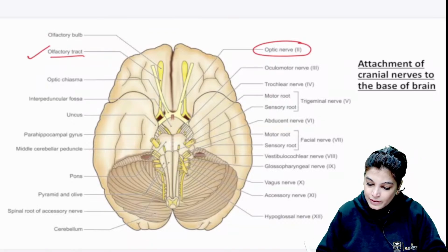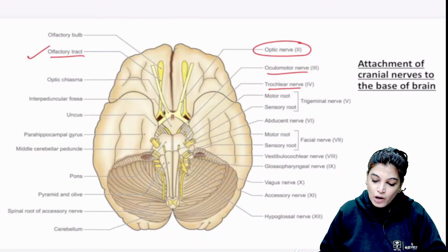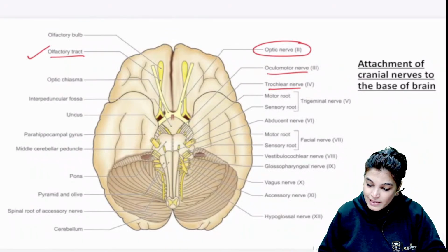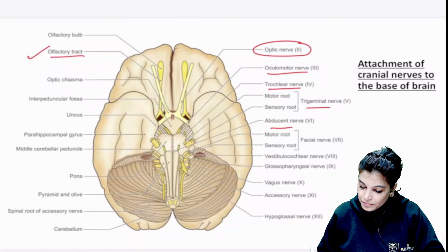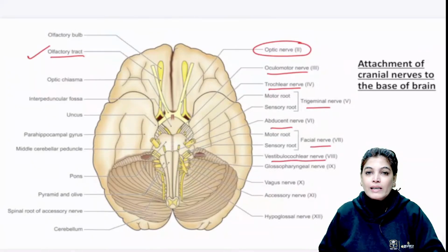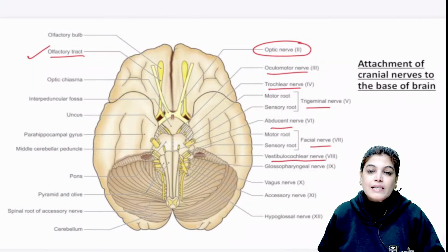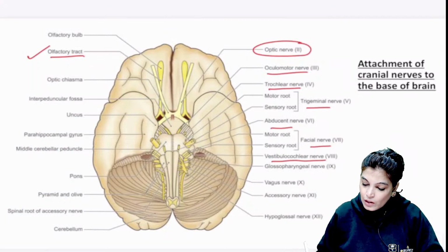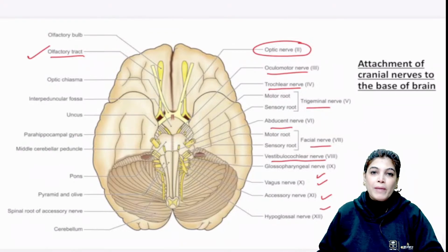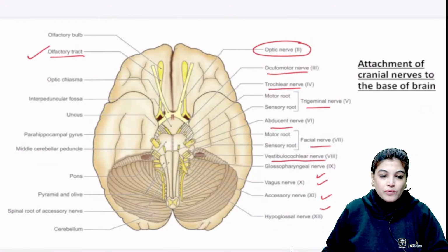For the rest of the cranial nerves, we have the trochlear and the oculomotor, which emerge from parts of the midbrain. We have the trigeminal nerve, the abducens, the facial, and the vestibulocochlear nerve, the eighth cranial nerve, which are attached to the pons, and the lower four cranial nerves, 9th, 10th, 11th, and 12th, emerge from the medulla oblongata. Now we are done with this.